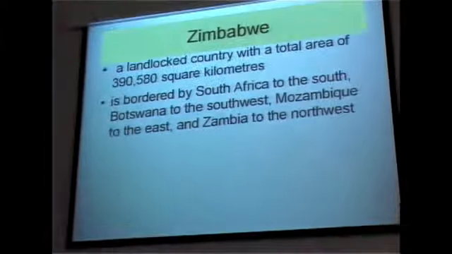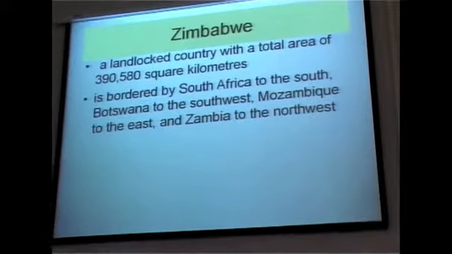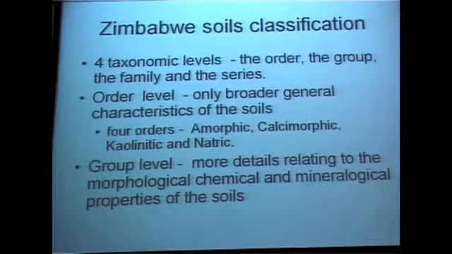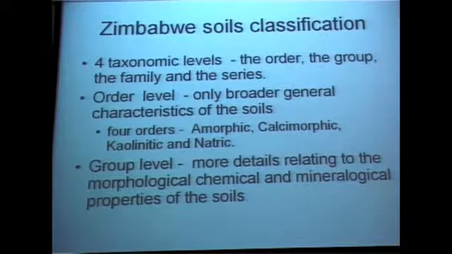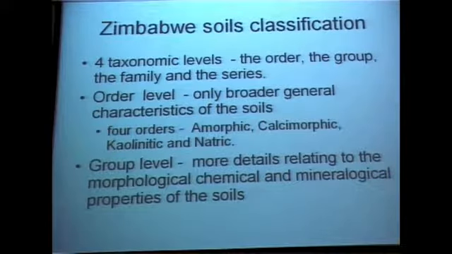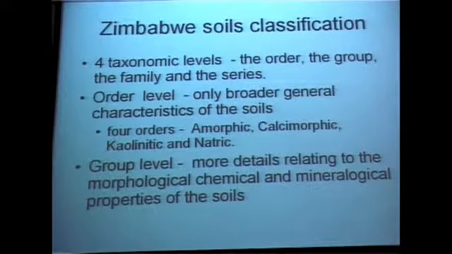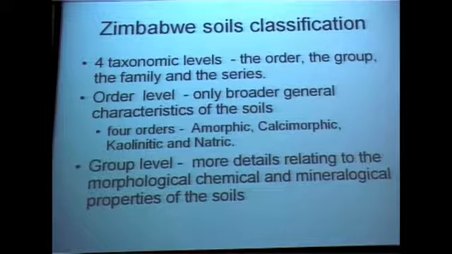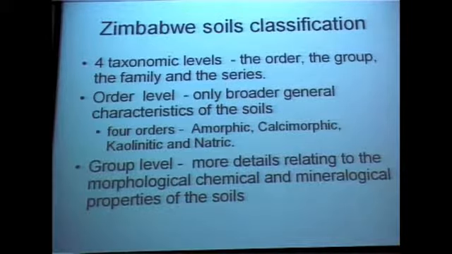But it is a landlocked country of about 390,000 square kilometers. Soil classification is based on the taxonomic levels: the order, the group, the family, and the series. At order level, we are only talking about the broader general characteristics of the soil. And we have got 4 orders. I'll briefly show you the characteristics and the description of the 4 orders.